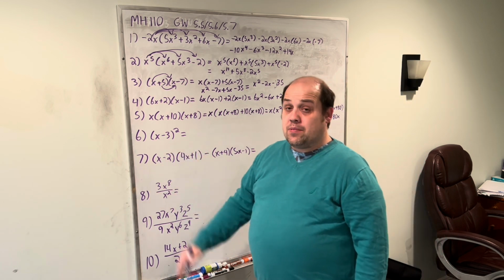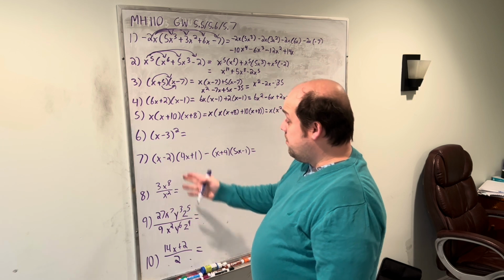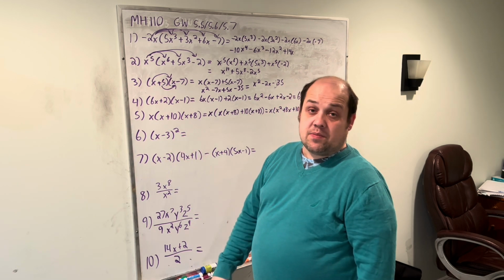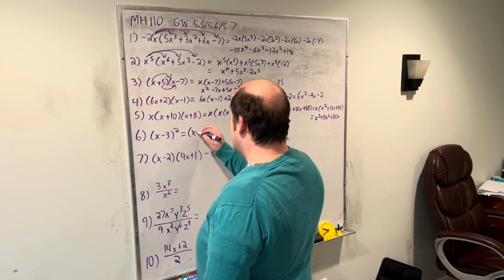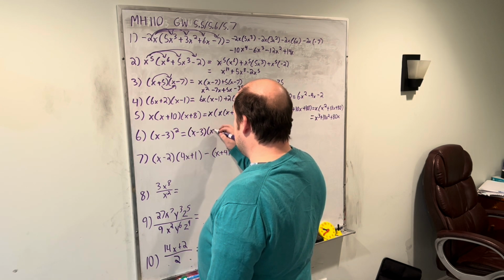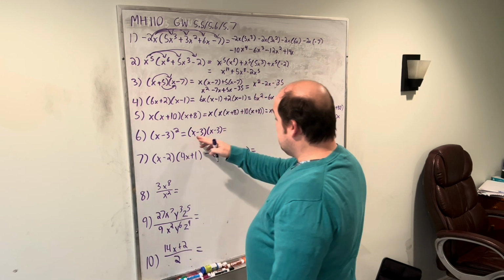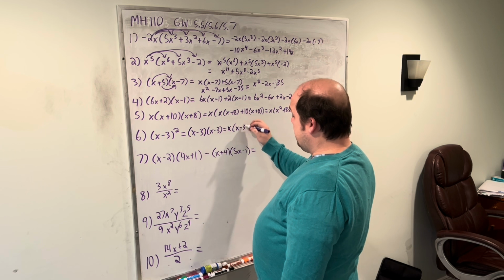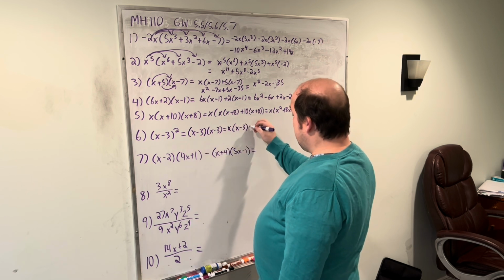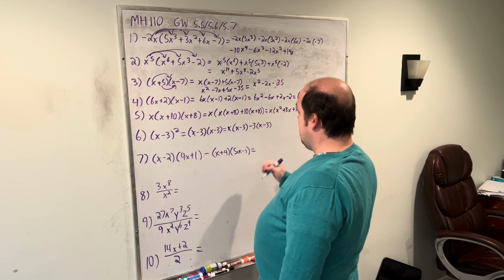When I get a problem like number 6, I basically want to turn it into one like 3 or 4, by just rewriting what it means for something to be squared. It means for it to be multiplied by itself. So this is really x minus 3 times x minus 3. If I write that as double distribution, it's the first term, x, times the whole second parentheses, x minus 3. The second term, negative 3, times the whole second parentheses, x minus 3.